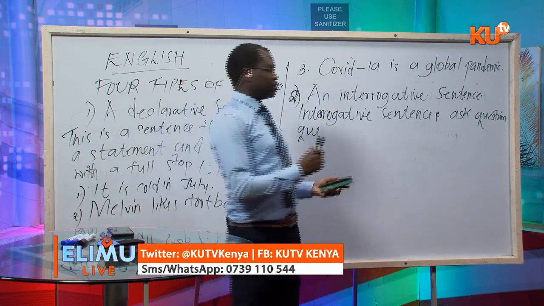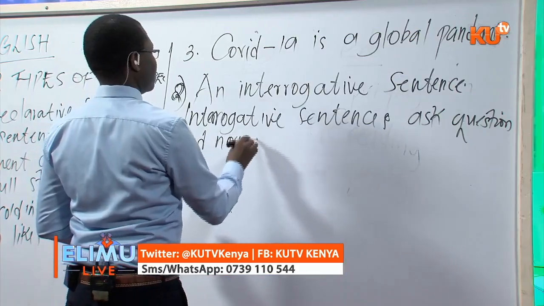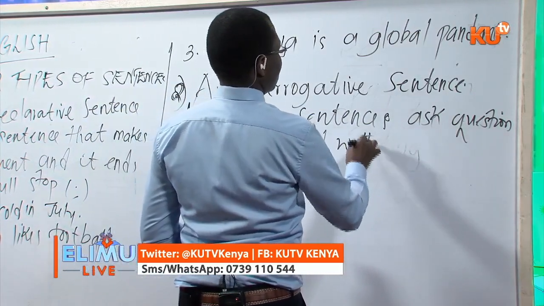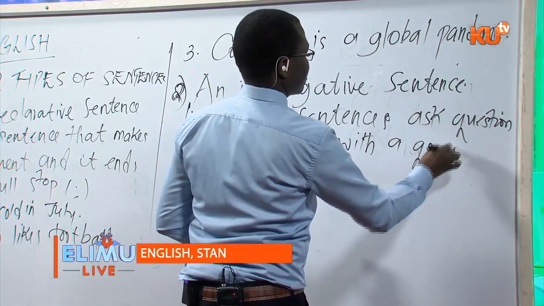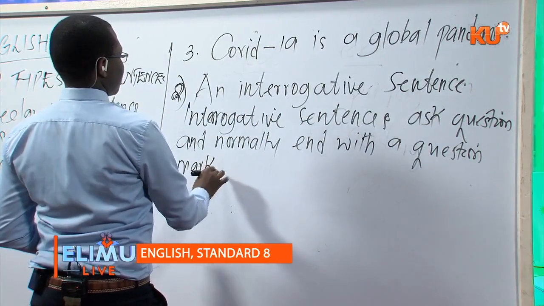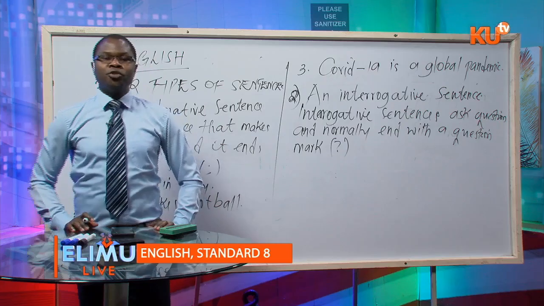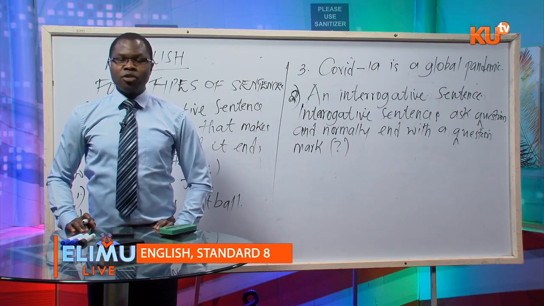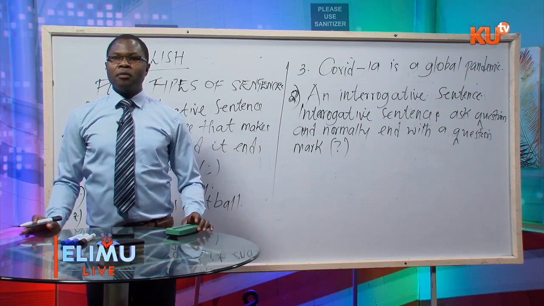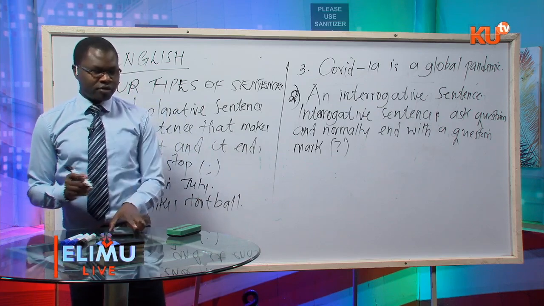They ask questions, and normally they end with a question mark. So they seek out to interrogate. They seek out to ask, to inquire, and therefore they end with question marks. That is an interrogative sentence, and I want to give a few examples.